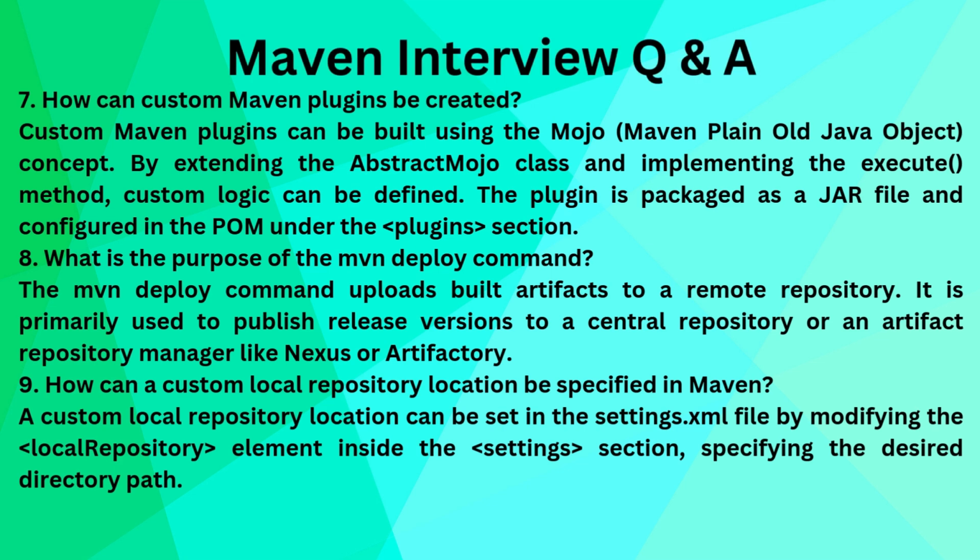How can custom Maven plugins be created? Custom Maven plugins can be built using the Mojo, or Maven plain old Java object, concept. By extending the abstract Mojo class and implementing the execute method, custom logic can be defined. The plugin is packaged as a jar file and configured in the POM under the plugins section.